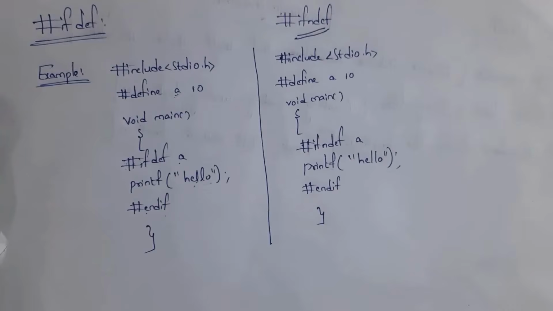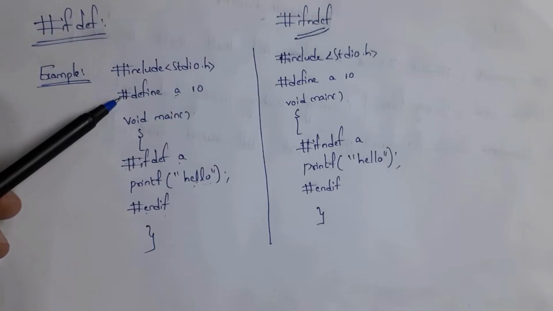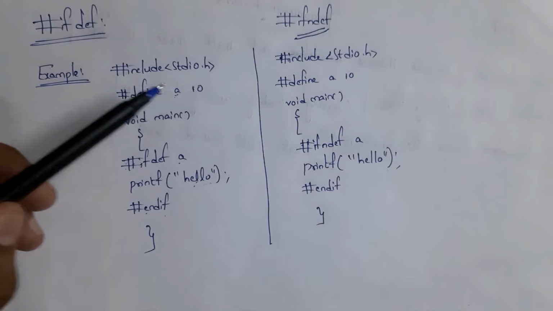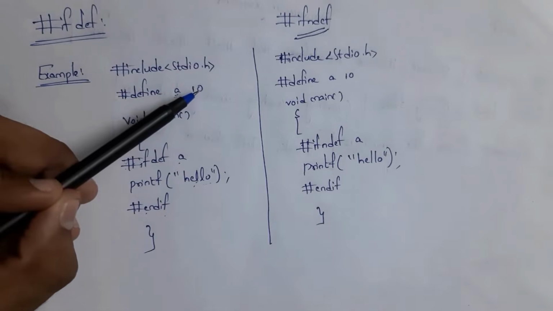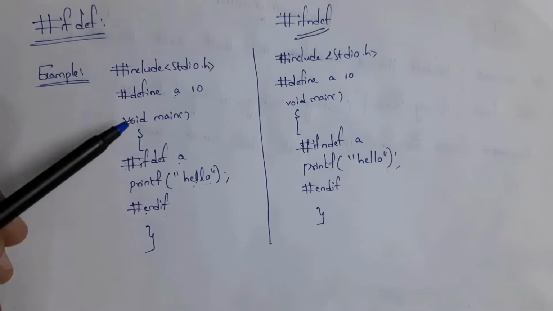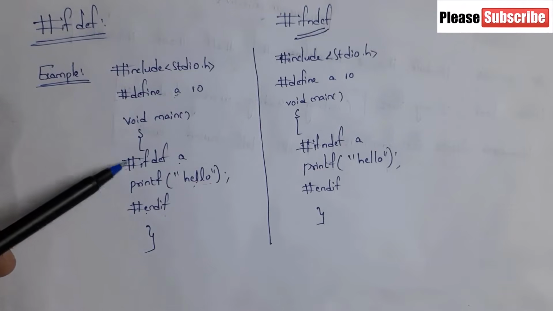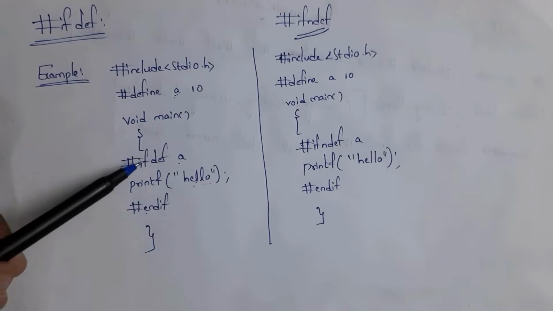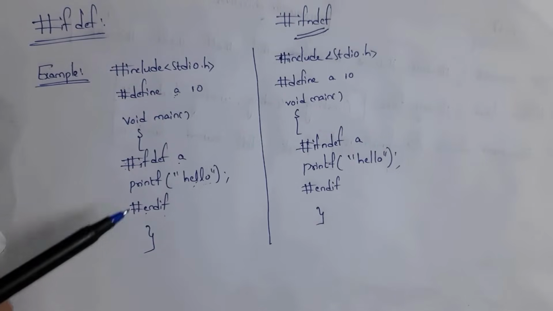This is an example program for the #ifdef directive. Here I wrote #include <stdio.h>. After that I wrote #define a 10. That means I am defining macro a, and the value of this macro a is 10. After that I wrote void main, and inside void main I wrote #ifdef a, that means #if defined a, printf("hello"). And at last I wrote #endif.